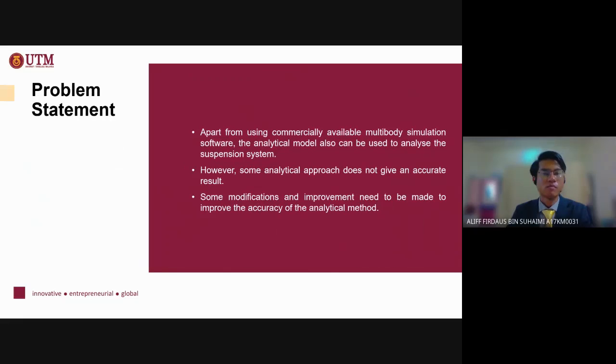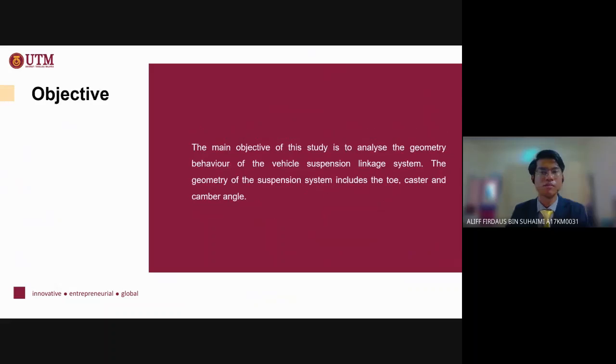For problem statement, apart from using commercially available multi-body simulation software, the analytical model also can be used to analyze the suspension system. However, some analytical approach does not give an accurate result. Some modification and improvement need to be made to improve the accuracy of the analytical method.